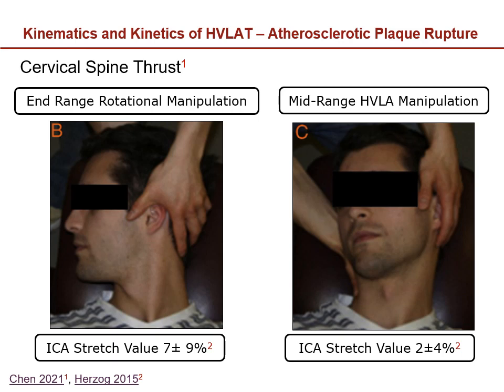And you can see the relative strain that is put on the vessel specifically with the left and right respectively, with the mid-range HVLA shown on the right being about 1/3 of the strain on the vessel compared to that on the left at the end range. Now, the significance of looking at the strain of the vessel is that there's a linear and proportional relationship: the higher the strain on the vessel itself, the higher the strain on the plaque. And we'll get into looking at rupture thresholds in the coming slide.